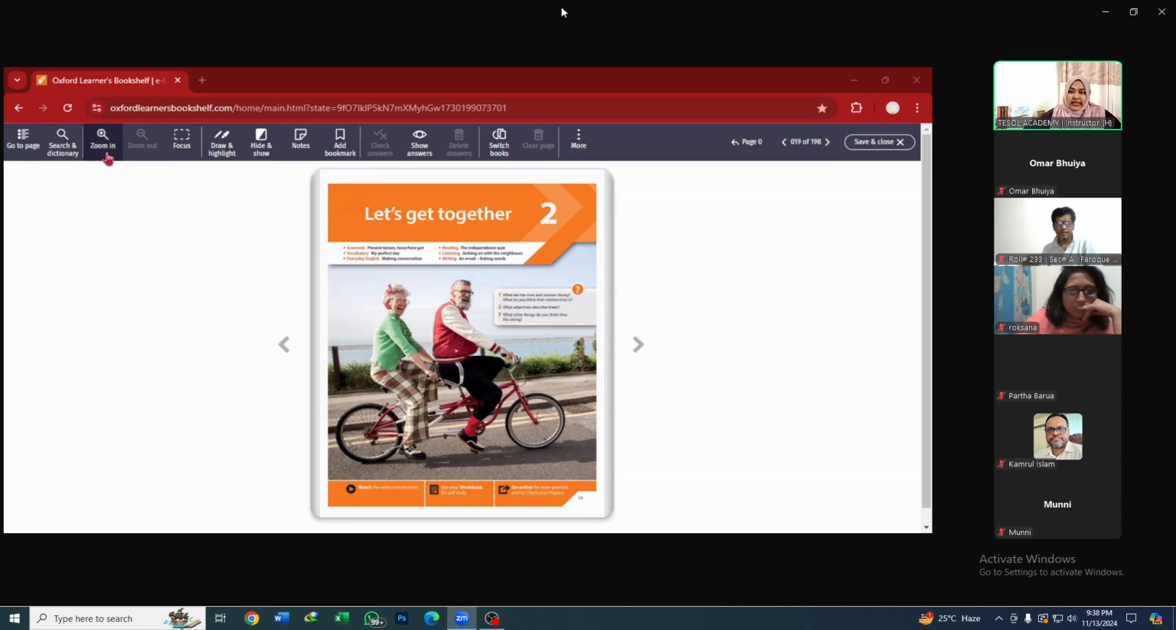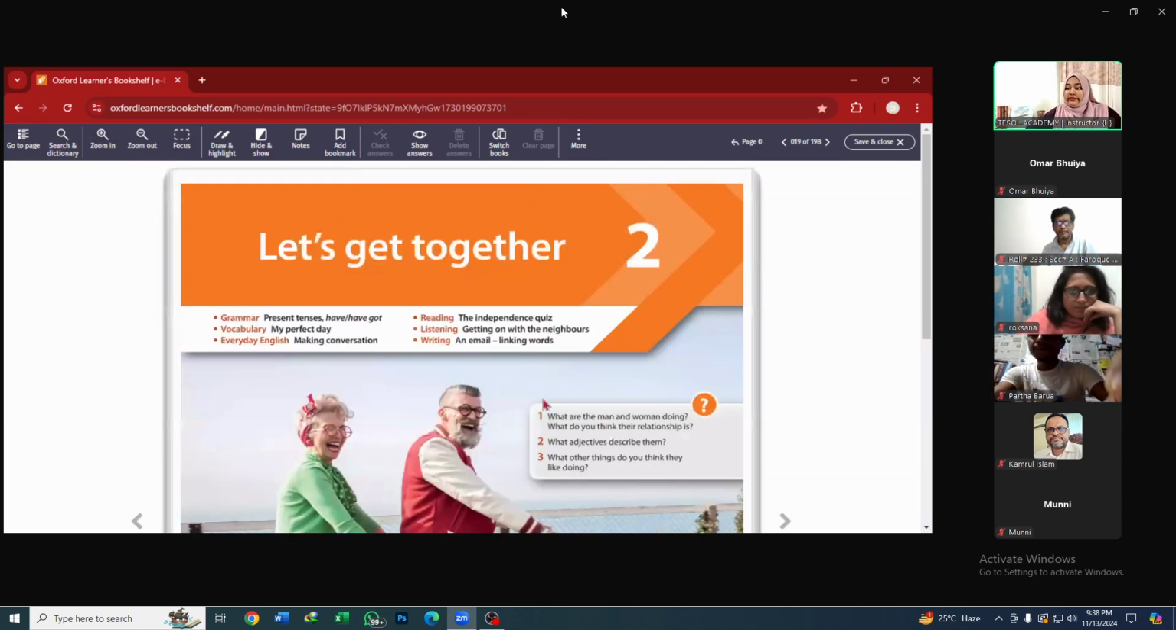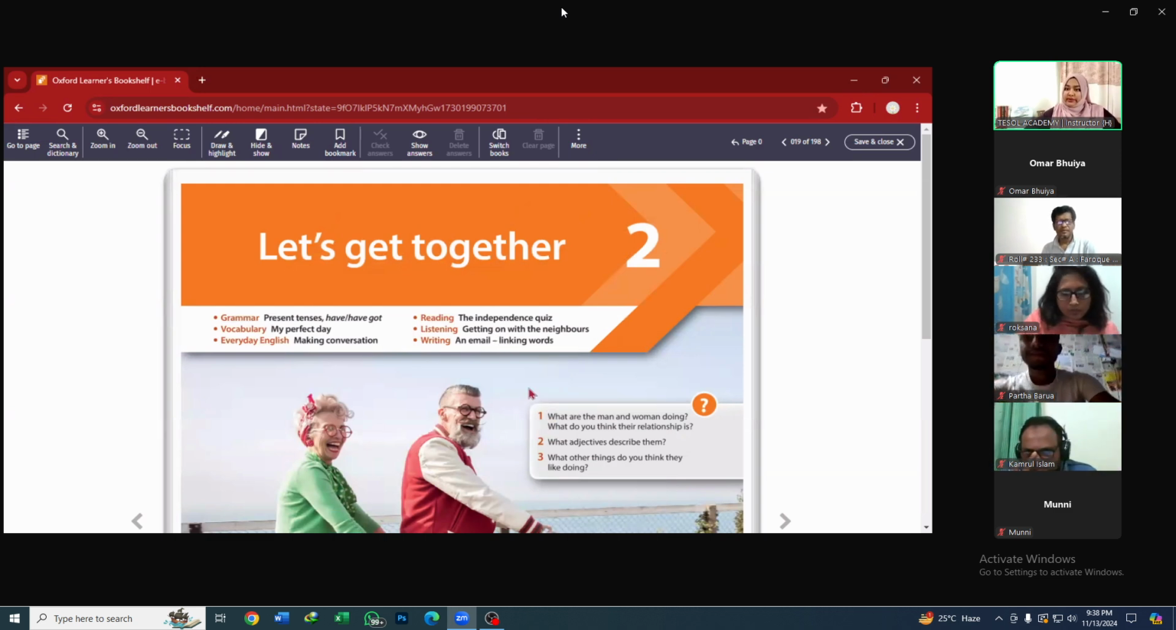I will be zooming in so that we can see. What was the name of our first unit? Do you remember? Getting to know you. That was our first unit's name. And our second unit's name is Let's Get Together. So we got to know each other in the first unit. Now we will get together. So this is our second unit.